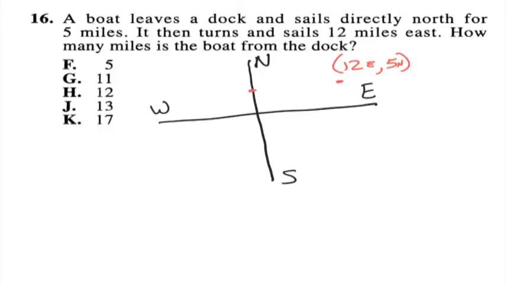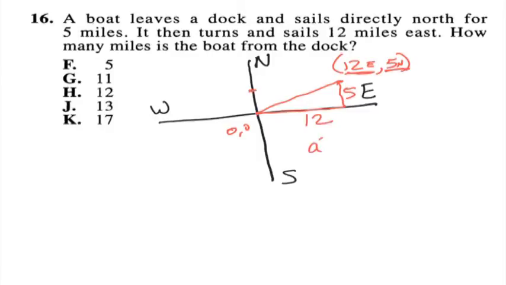Now it says how many miles from the dock. Well, it doesn't tell you where the dock was, but the way they've worded it tells you that it is actually 0, 0. So now they want to know how far it is from here to here. And the easiest way to do it is to make it a triangle, which, since this is 5 north, tells me that side of the triangle is 5. 12 east tells me this is a 12.